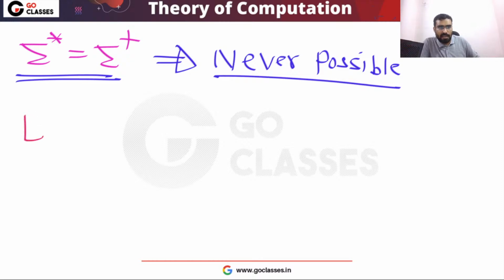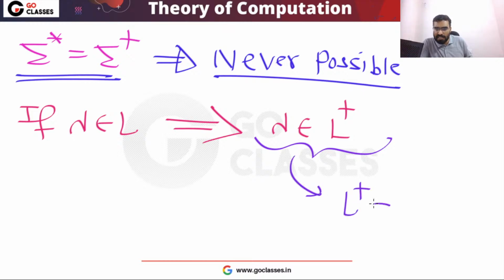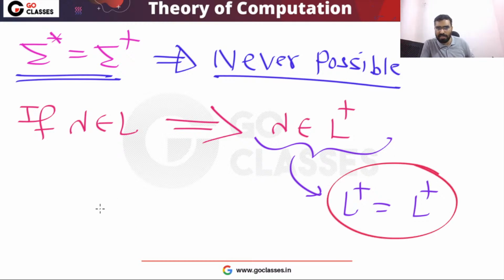But remember, if you can notice, if empty string belongs to L, then empty string also belongs to L plus. So in this situation, I can say that L plus is same as L star. If this happens, then this will happen.